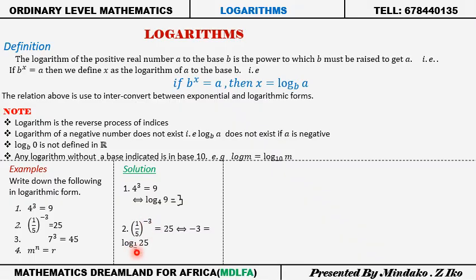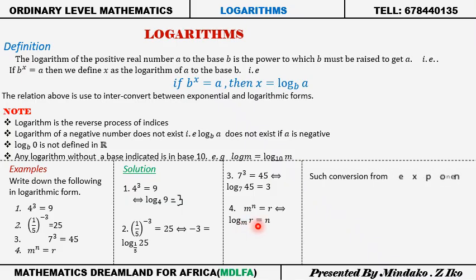Let's move to point number 3. It's the same thing. You see, 7 is the base, and the base is the only number that stays the same. Let's look at number 4. Number 4 is the same thing. With power m, if you convert it, the base is still there, which is m.